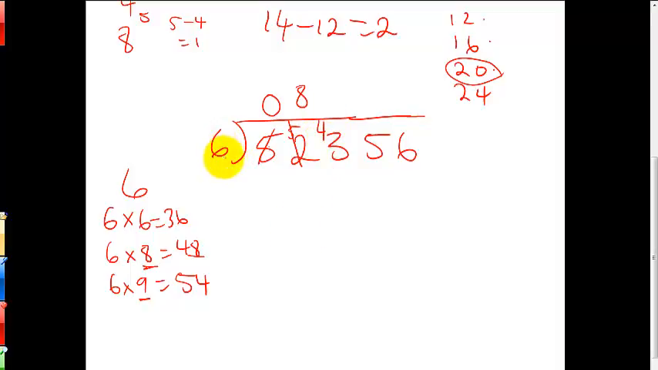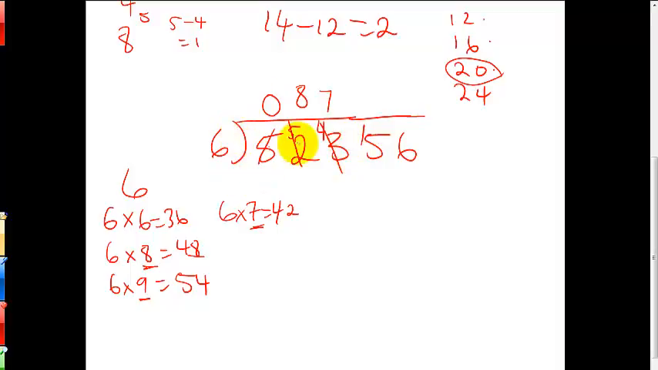And now, how many times does 6 go into 43? Well, we know that 6 times 6 is 36, but we also know that 6 times 7 is 42. That's close to 43 but not more than it, so it goes into it 7 times with a remainder of 1. Okay, because 6 times 7 is 42, and you had 43, you got a remainder of 1.